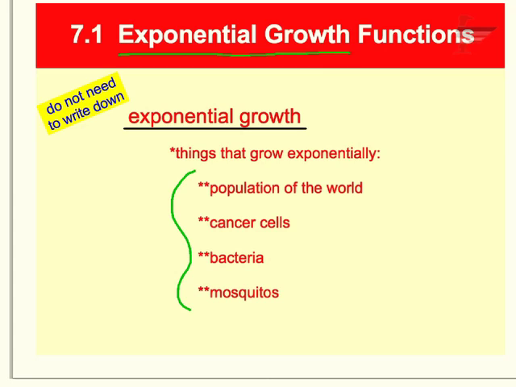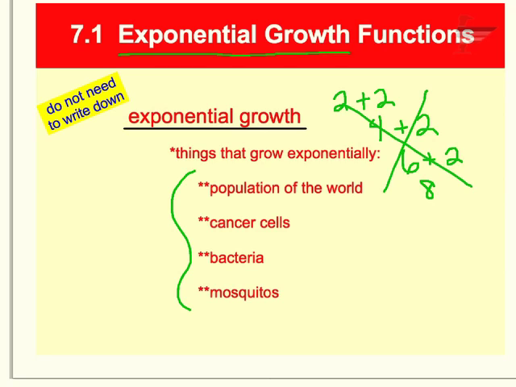I can take, let's say, 2, and I can add 2, and I get a 4. If I add 2 again, we get a 6. If I add 2 again, we get 8. That's a constant growth. We're just increasing by 2 each time. Now, what I just showed you is not exponential growth, where you're just adding a constant number each time. Exponential growth is going to use the idea of multiplication.